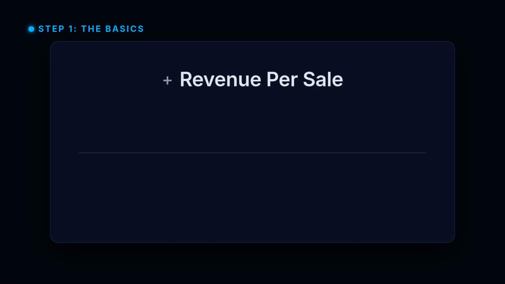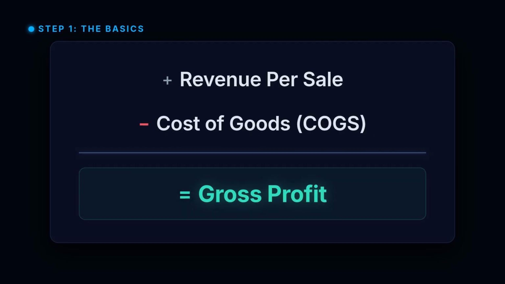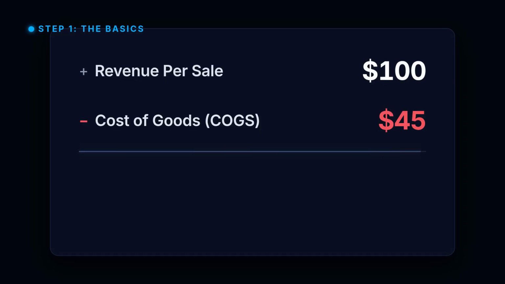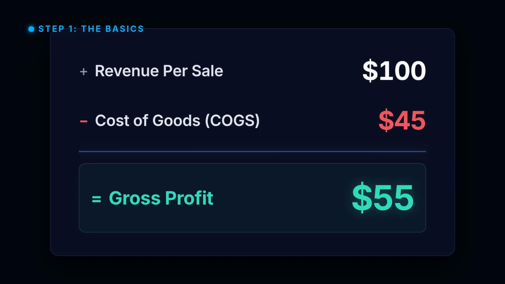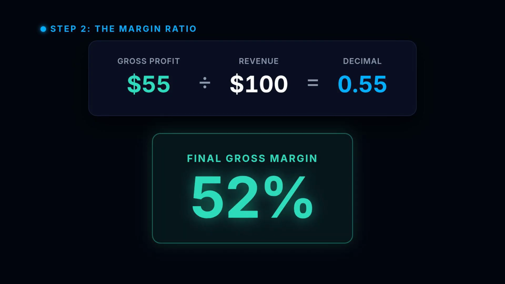You might already know these. If you don't, here's how to get them quickly. Take your revenue per sale, subtract your cost of goods sold. That gives you your gross profit. So let's say you sell a product for $100 and it costs you $45. Your gross profit is $55. Now divide that gross profit by revenue. 55 divided by $100, that's a 55% margin.